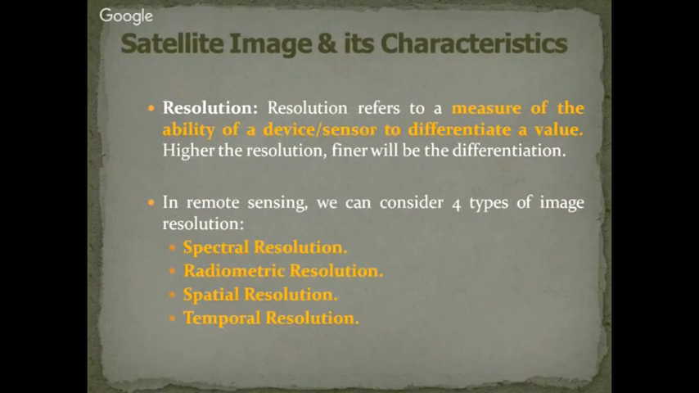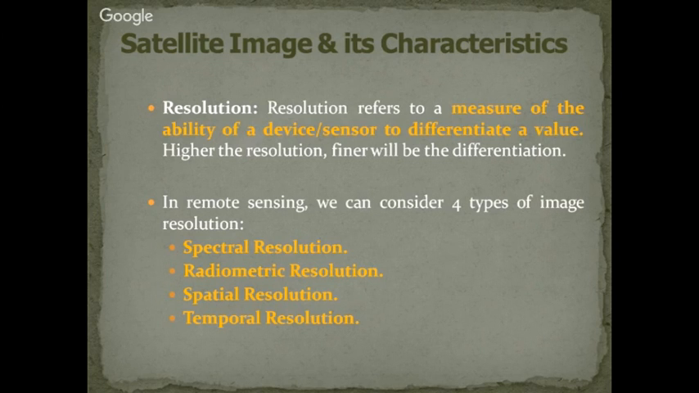Spectral resolution refers to the number of wavelengths which are used to capture a satellite image. So for example, in case of a multispectral image, we can have 4, 5, 6 different wavelength bands used to capture satellite images. In that case, the spectral resolution will be 4, 5, or 6.